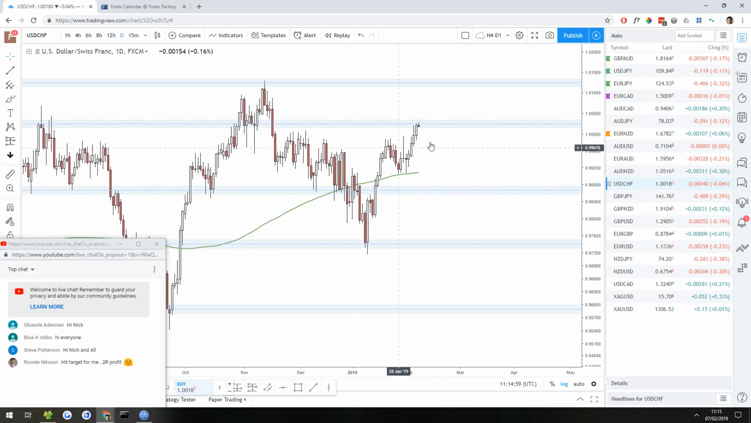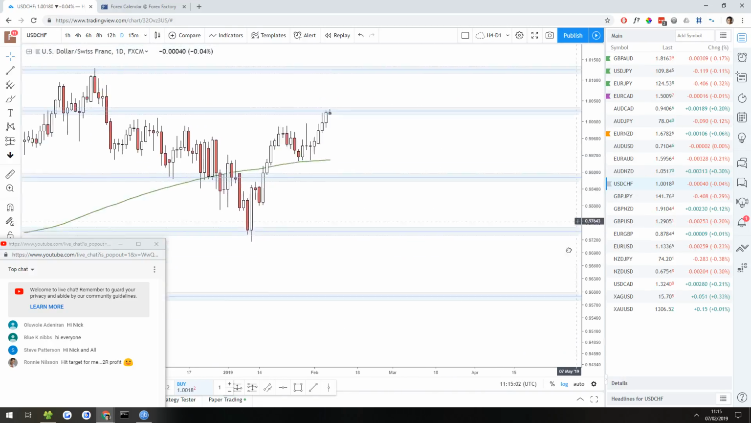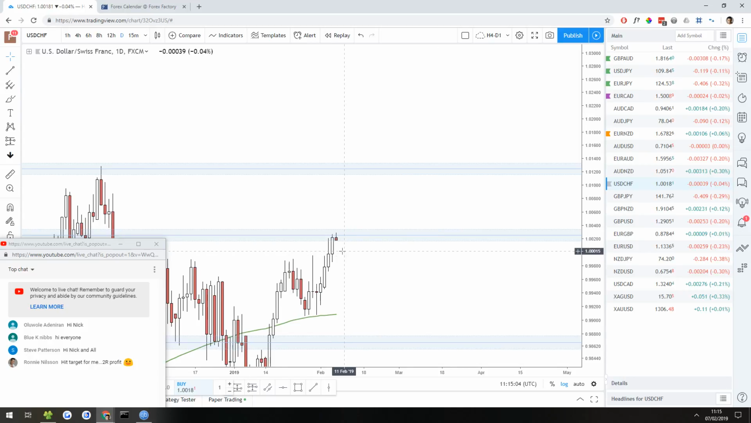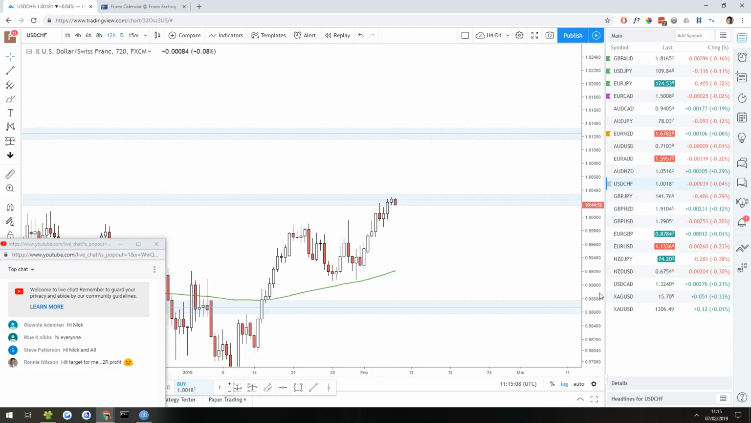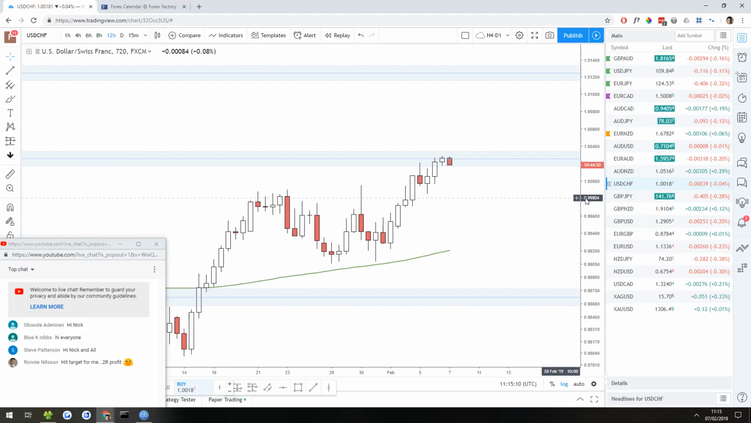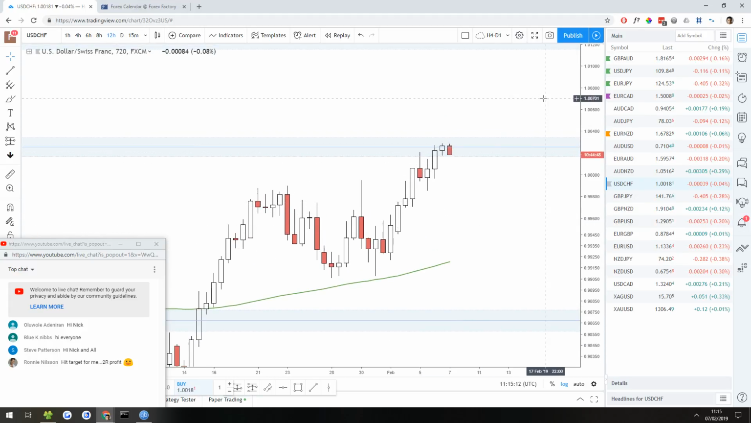Definite potential for a short trade here, guys. Let's keep a close eye on it. Let's see what happens with this daily candle. Again, you could probably enter on the 12-hour if you want to, but it's slightly riskier on the 12-hour. It's actually about to trigger on the 12-hour.